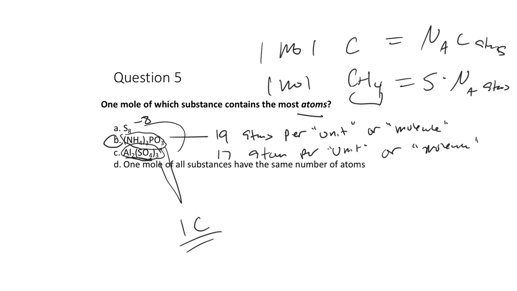But the substance that contains the most total atoms is the one that per mole or per unit contains the most total atoms. So with 19 atoms, 1 mole of (NH4)3PO3 would contain 19 times an Avogadro's number of atoms. Answer C would be 17 times Avogadro's number, and A would be just 8 times Avogadro's number.